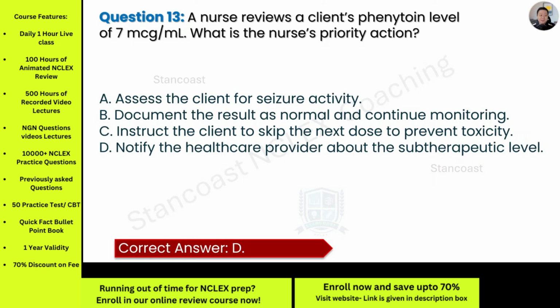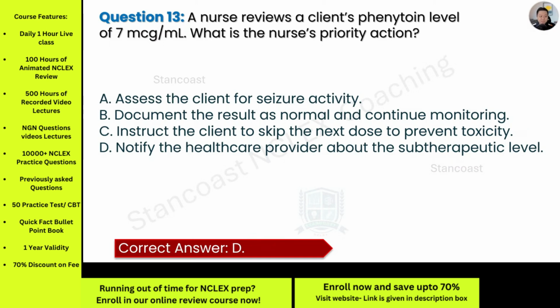Now, for letter A, which is one of the incorrect options here, we know that assessing the client for seizure activity is important, but this is not the immediate priority when phenytoin levels are subtherapeutic. Your priority here is to address that low drug level by letting the medical provider know about the subtherapeutic level in order to prevent the seizures.